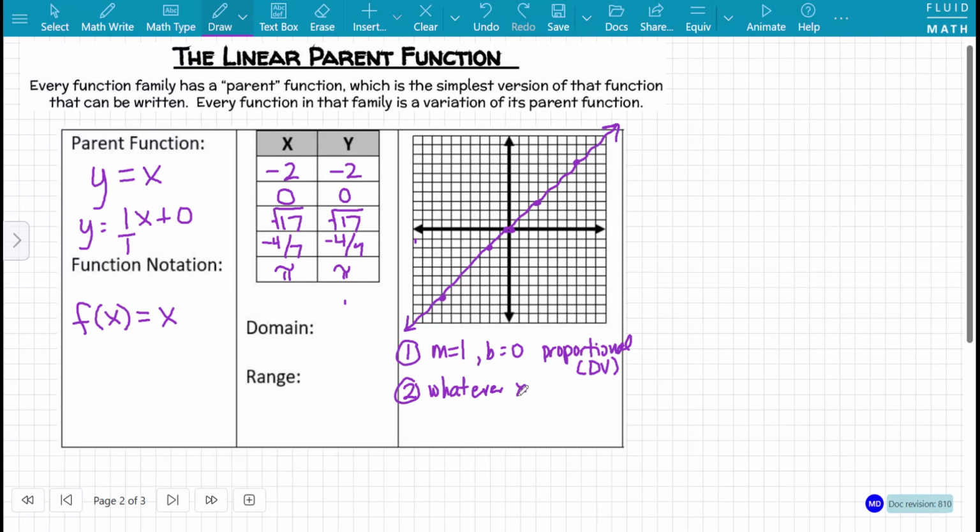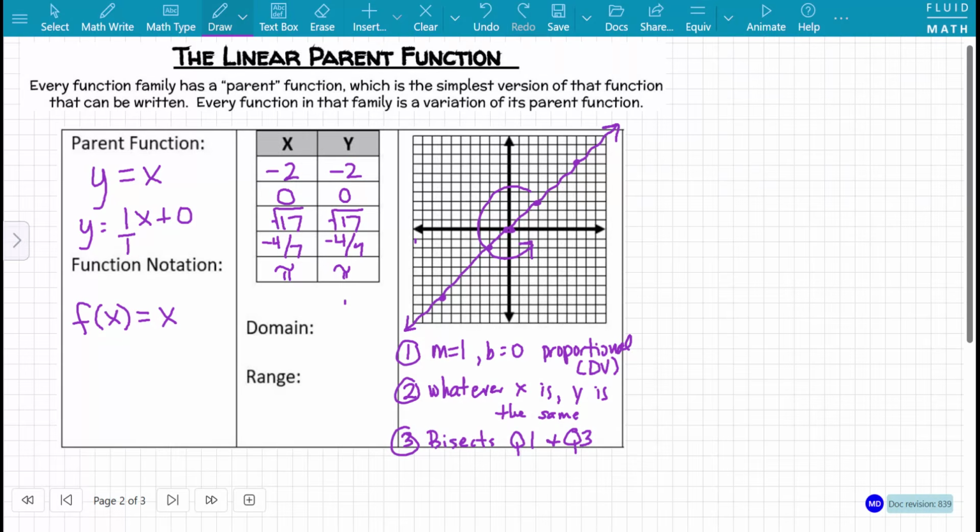Whatever x is, y is the same, and it bisects quadrant 1 and quadrant 3. Remember, our quadrants go 1, 2, 3, 4 in the shape of a C. And bisect means cuts in half, perfectly in half. So assuming this line was actually straight, quadrant 1 is cut perfectly in half along that diagonal, and so is quadrant 3.